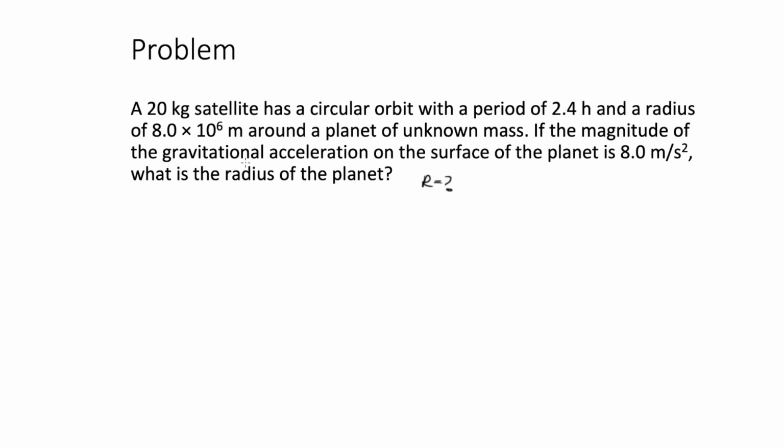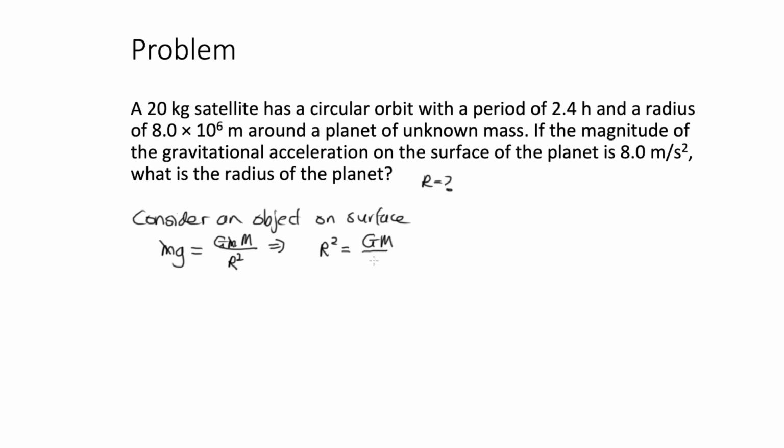So let's start by considering an object on the surface of the planet. Then we know that the gravitational force is mg, where little m is the mass of the object, and we know that that's equal to G M m on R squared, where capital M is the mass of the planet and capital R is the radius of the planet, and this is because the object is a distance R from the center of the planet. And so the mass of the object cancels out, and we can write this as R squared is equal to G M on little g.